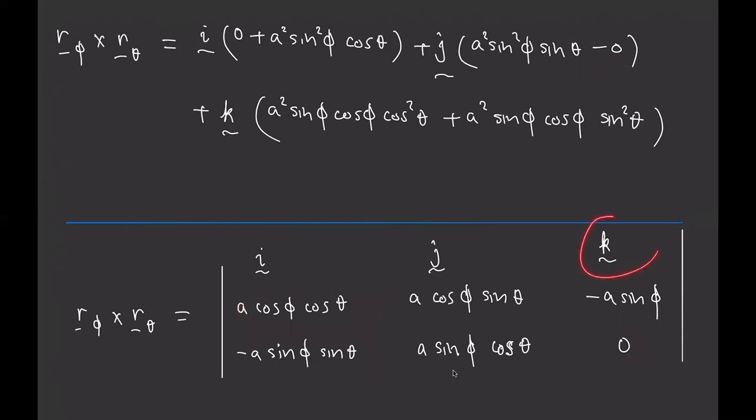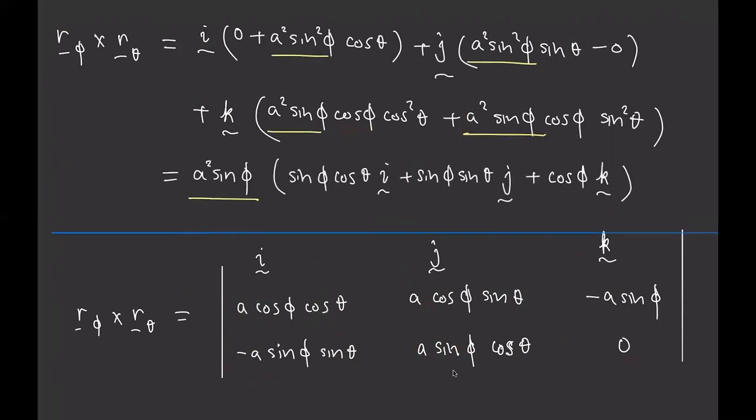And finally, I need the k component. For the k component, I need this. So this product gives me a squared sine phi cosine phi and cosine squared theta. There's two cosine thetas there. So that minus this. And when I'm doing the subtraction, I've got another negative sign, so that becomes a positive. And then what I get is a squared sine phi cosine phi and sine squared theta. Okay, so I'm down to this point, right?